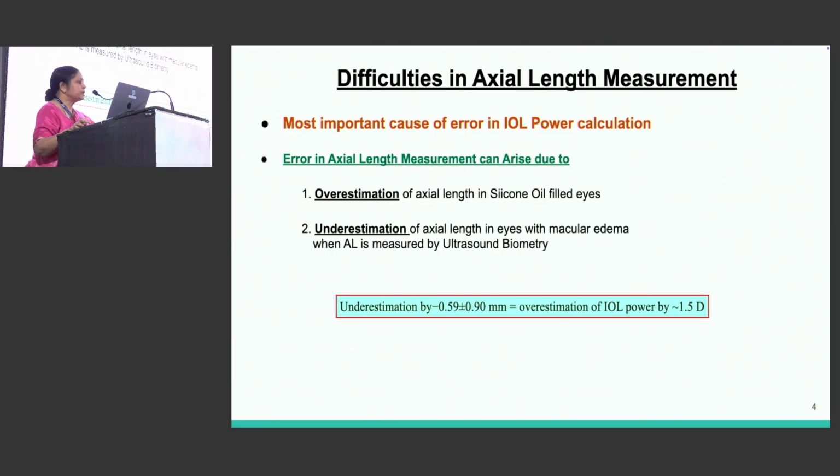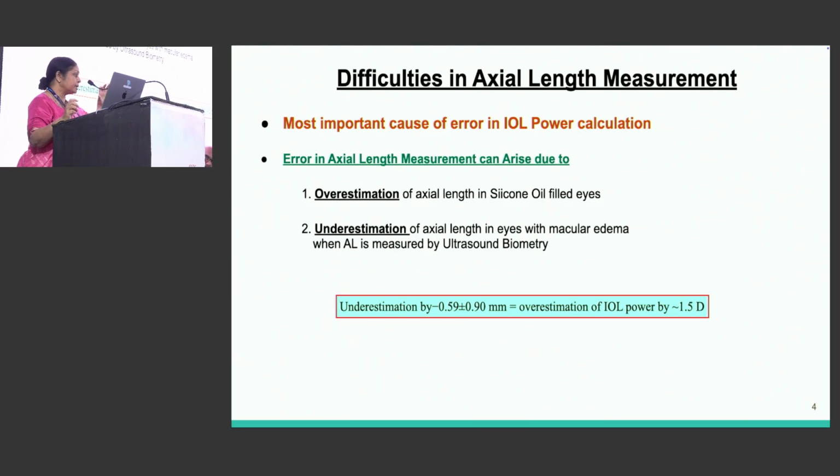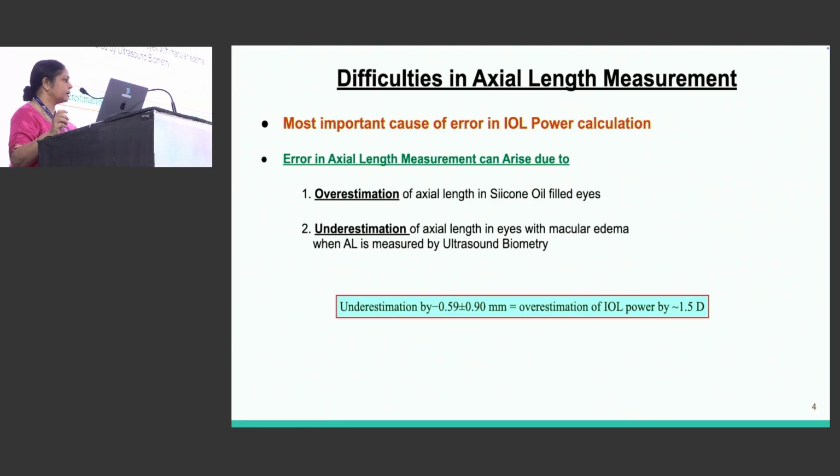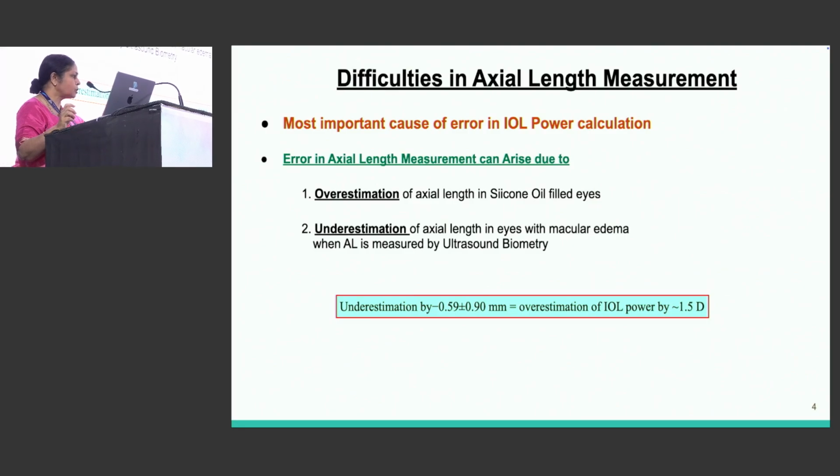So the challenge when using the ultrasound biometer is that there is an erroneously long axial length measurement, especially if the eye has a silicone oil tamponade. And sometimes in eyes with very dense macular edema, especially in patients who undergo phacovitrectomy for a macular pathology, there is an erroneously short axial length measurement if you are using an ultrasound biometer, because it measures only up to the internal limiting membrane and not up to the level of the retinal pigment epithelium.